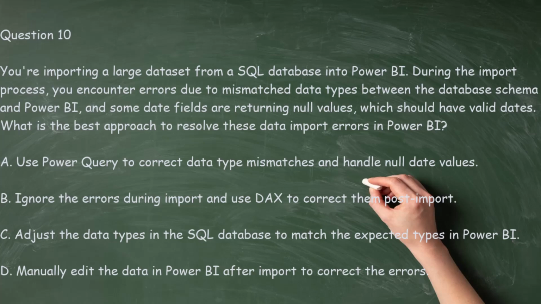A. Use Power Query to correct data type mismatches and handle null date values. B. Ignore the errors during import and use DAX to correct them post-import. C. Adjust the data types in the SQL database to match the expected types in Power BI. D. Manually edit the data in Power BI after import to correct the errors.